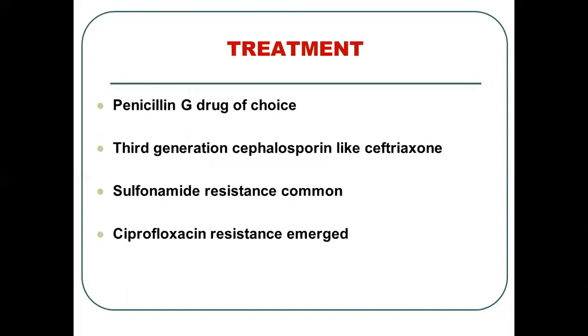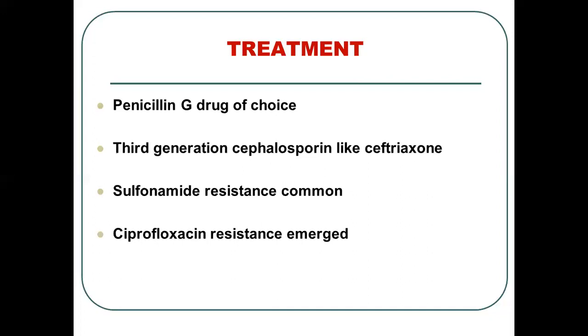Our treatment is very simple. Once you diagnose or identify the microorganism, penicillin G is the drug of choice. We can also use third generation cephalosporins like ceftriaxone. It has been reported that these microorganisms are somewhat resistant to sulfonamides, so please don't use those. Recent reports have shown that this organism is becoming resistant to ciprofloxacin also. So please avoid ciprofloxacin and sulfonamides, but keep your options open for the use of penicillin G and third generation cephalosporins.